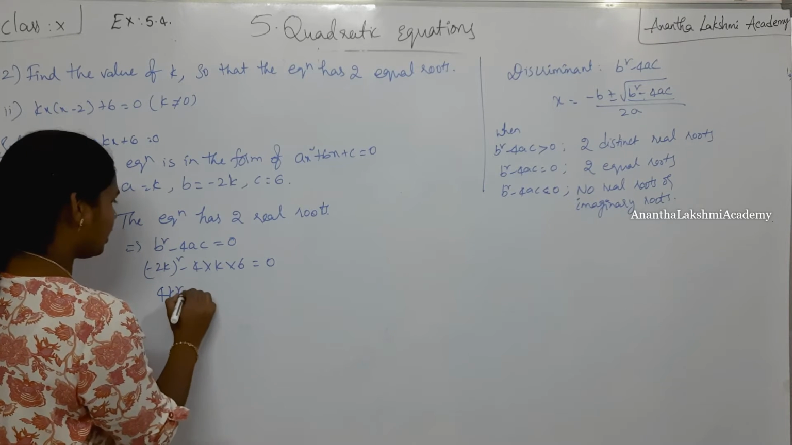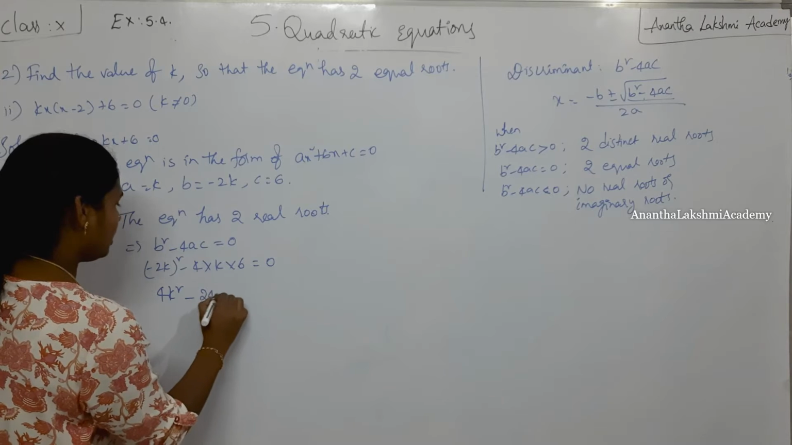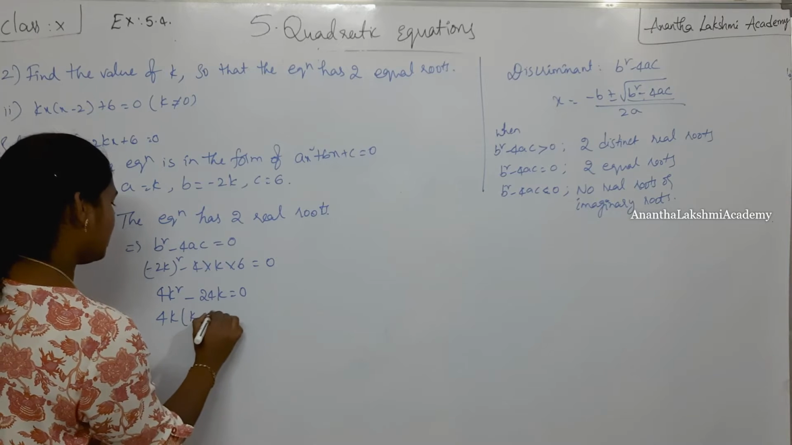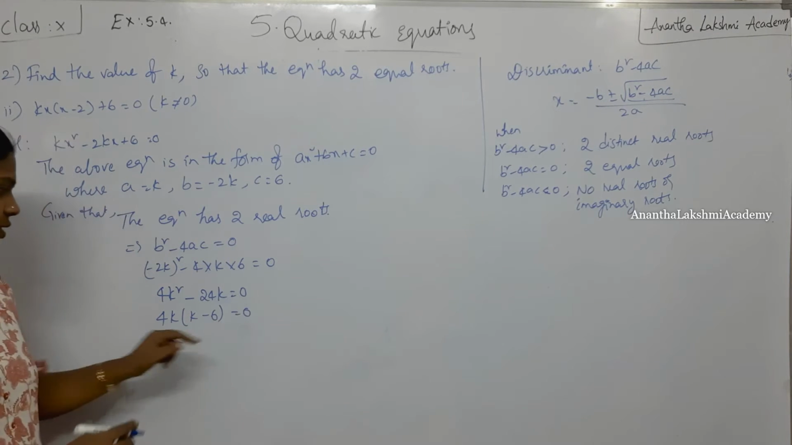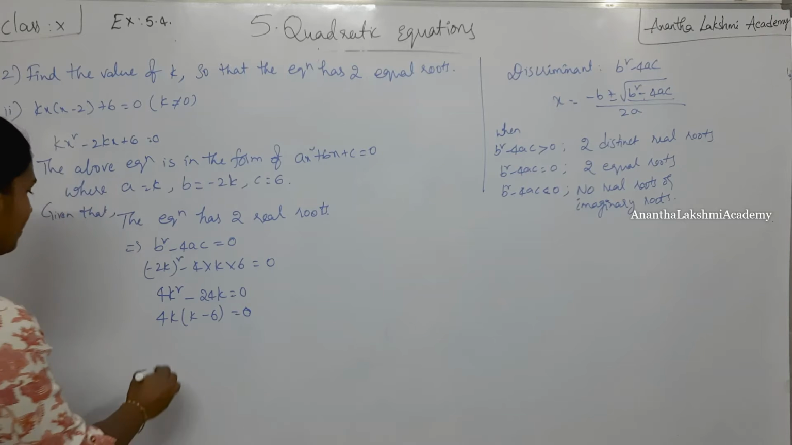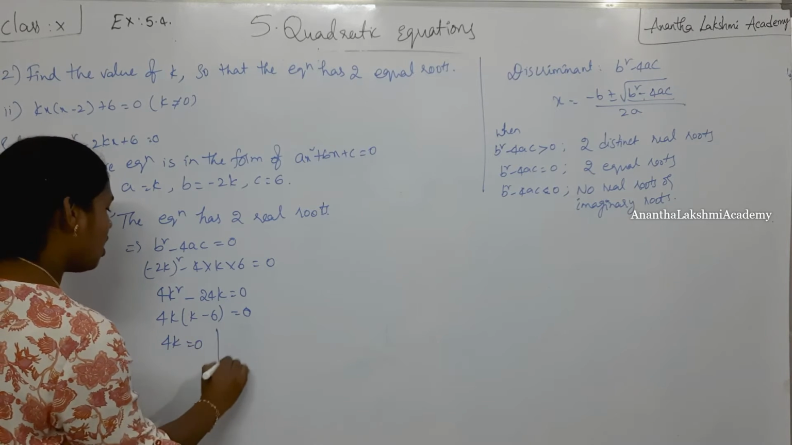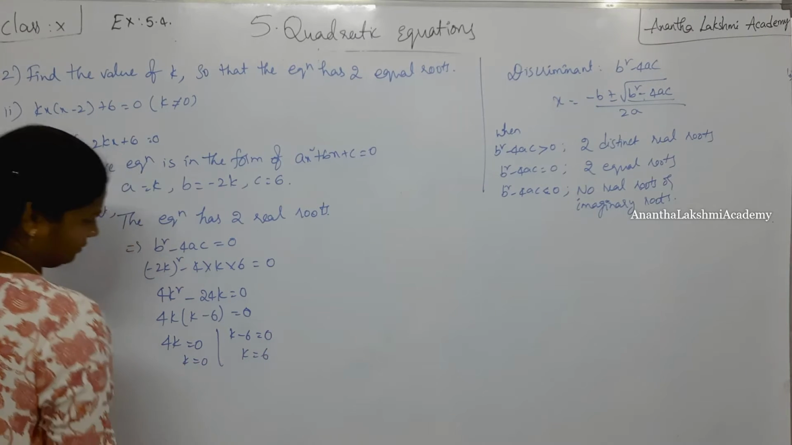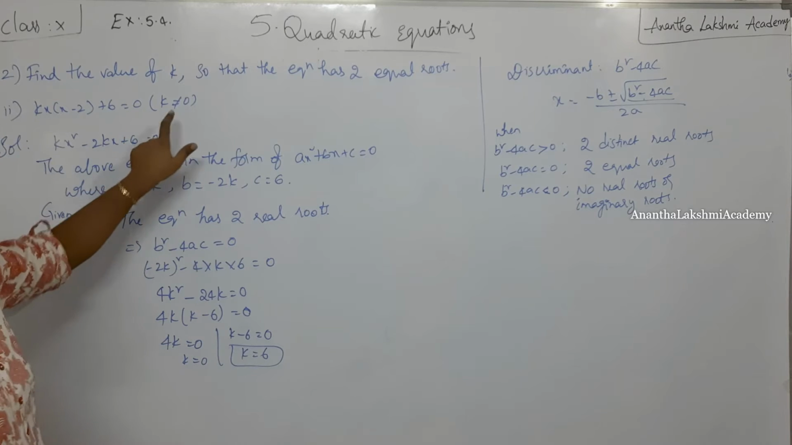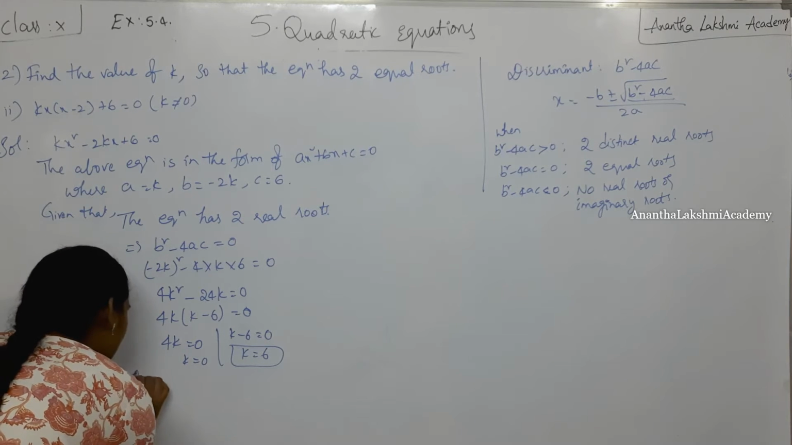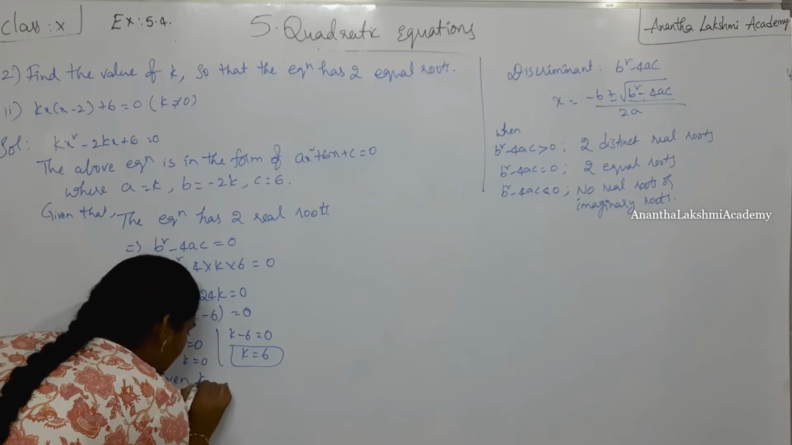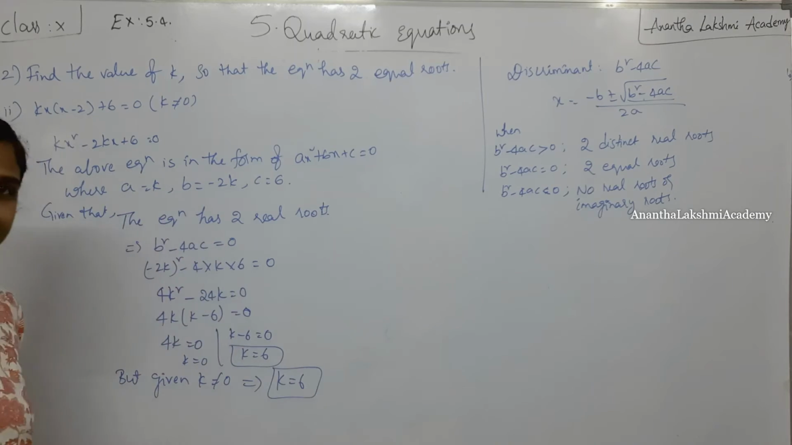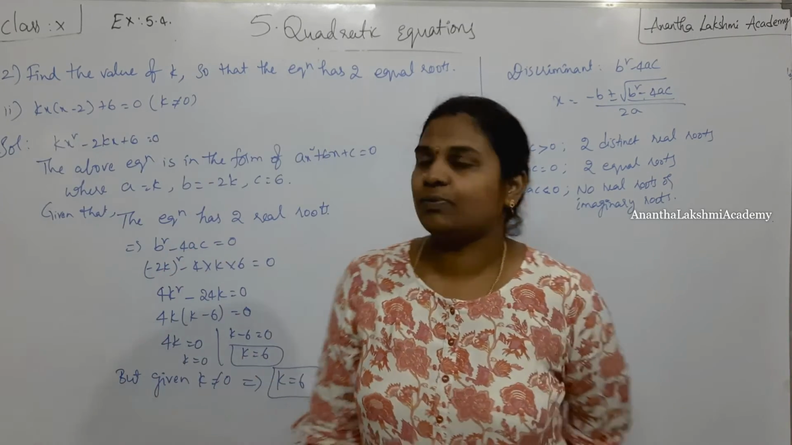So this is going to be 4k square minus 4 sixes are 24k is equal to 0. Now if I take 4k common, this is going to be 4k into k minus 6. So what happens? Either 4k is equal to 0 or k minus 6 is equal to 0, which implies k is equal to 0 and k is equal to 6. But what is given for us? k is not equal to 0, which implies that k is equal to 6. Alright, that's about problem number 2.